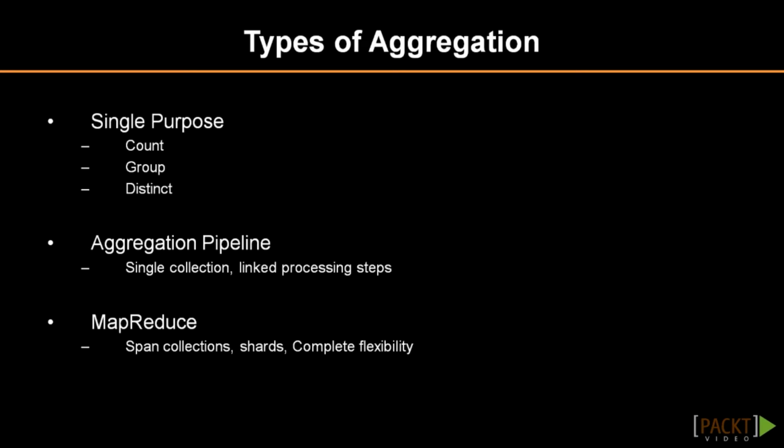For more complex aggregations, MongoDB accommodates pipelines. These are run against a single collection and may include any number of stages. MapReduce, which was covered in Section 4, is another type of aggregation which can span multiple collections, accommodates sharded data, and provides the most flexibility.